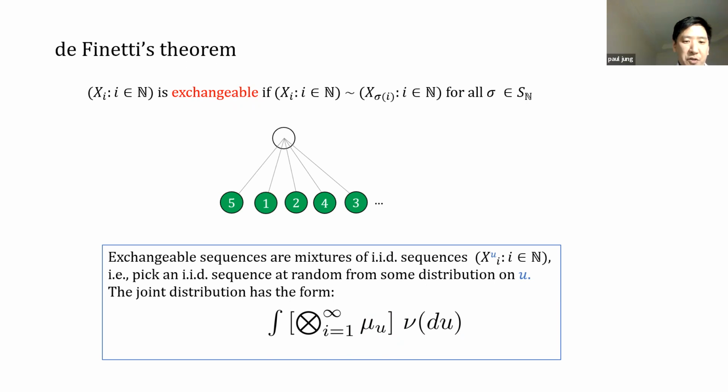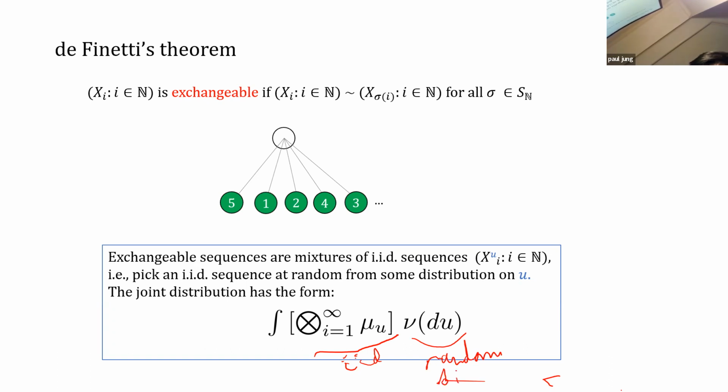distributions. So maybe I should just write this down. So this is the IID sequence, and this is the random distribution.